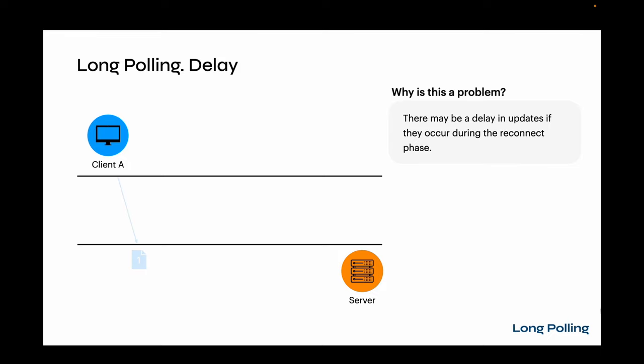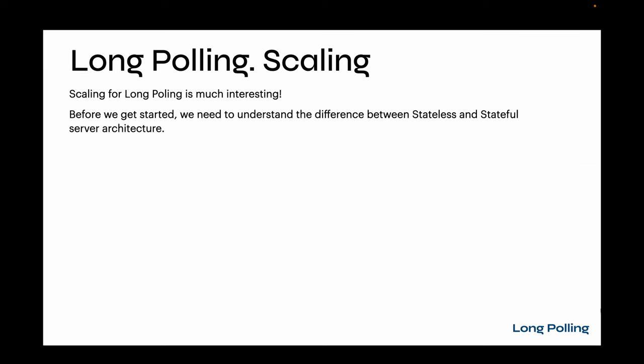The client initiates a long polling connection with the server. When an update occurs, the server sends it to the client. But what if another update happens simultaneously? In such cases, we can't immediately send the second update following the first one. We must reestablish the connection, and only then can we send new data to the client. While such delay is usually not critical, it can be problematic if minimal latency is required. Next, let's explore how we can scale servers that provide long polling.